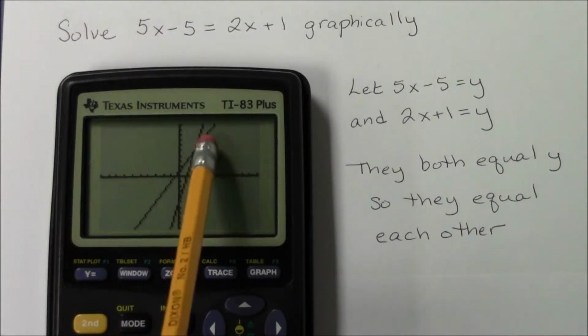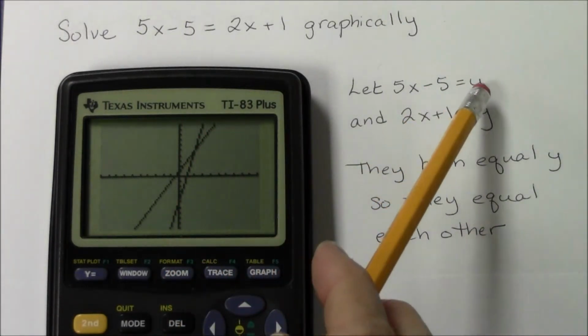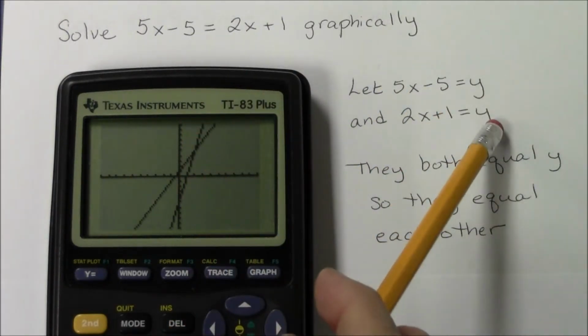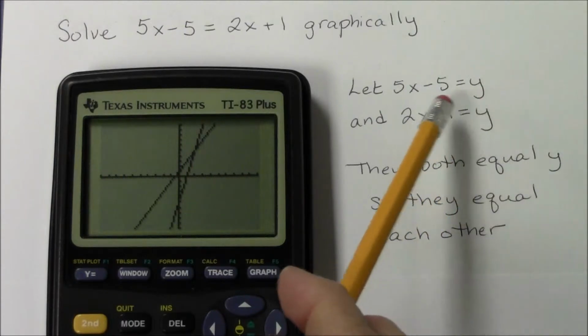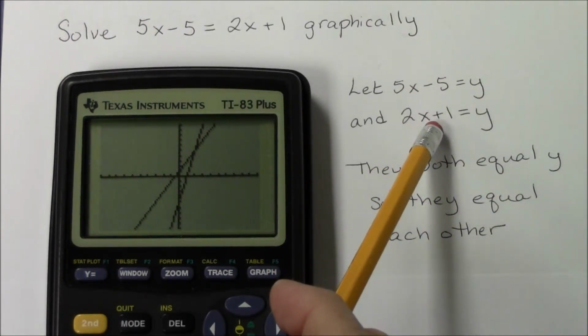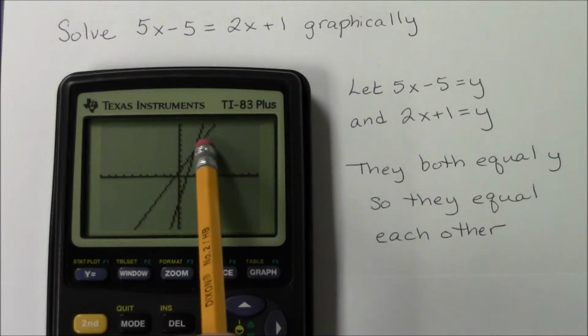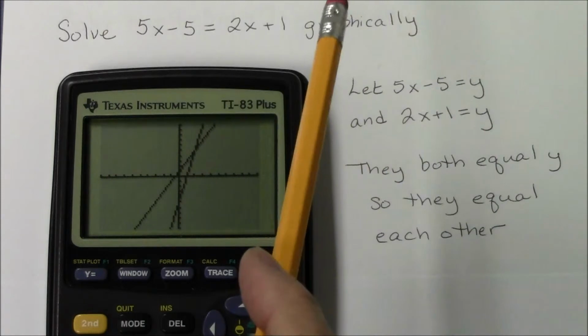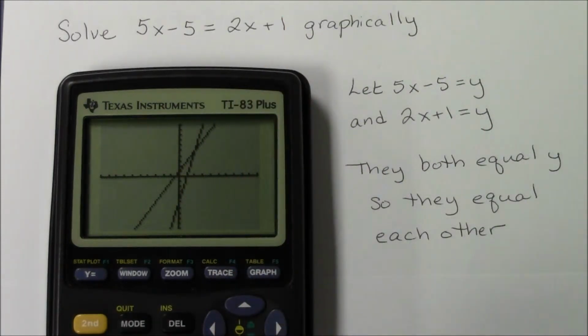Now where the two lines cross each other, where they intersect, is actually going to be where the two y's have the same value. And if the two y's are equal, that means that the two x's also are going to be equal. The ordered pair, where they match, where they cross, is going to be the same ordered pair. So if we can figure out what that x value is, then that's the solution to the problem. The calculator has a special way of doing that.